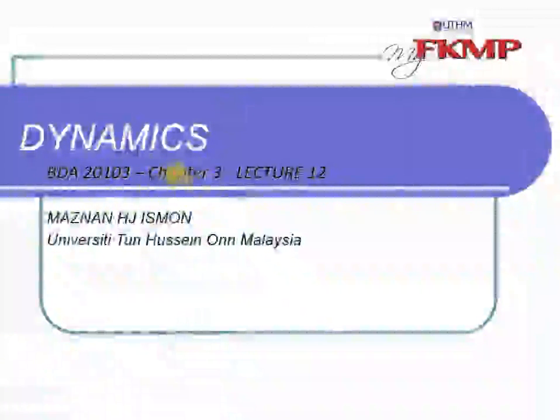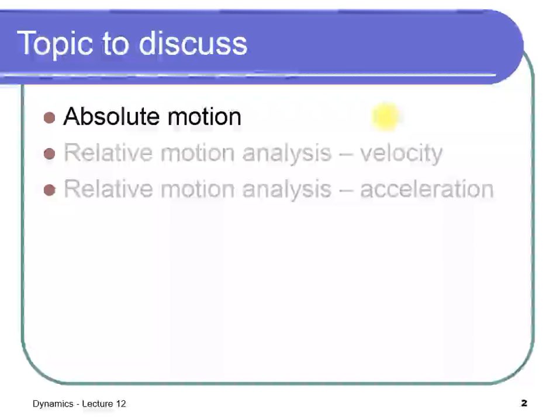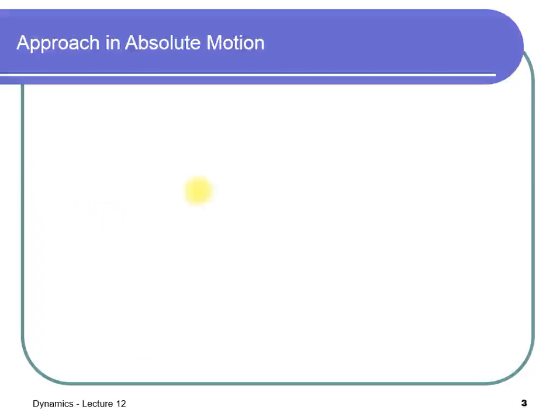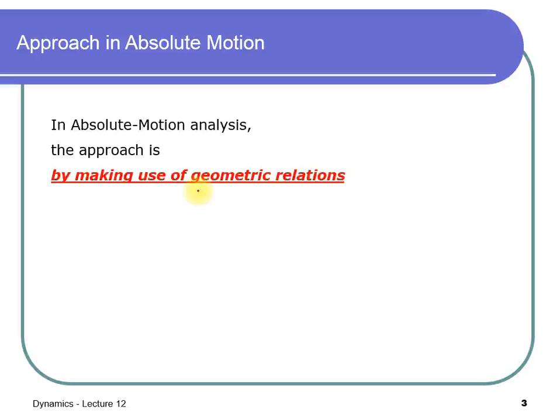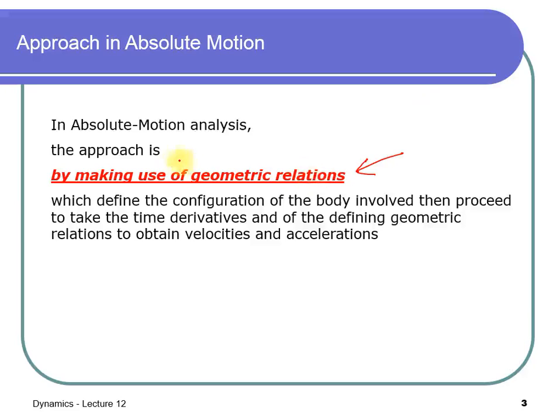Continue with chapter 3, lecture 12. We will focus on the absolute motion analysis. On the relative motion analysis, velocity and acceleration, we will discuss later. What is the approach in absolute motion analysis? The approach is by making use of geometric relation on the rigid body, and then by having the time derivative of the geometric relation, you will be able to obtain the velocity and acceleration of the rigid body.